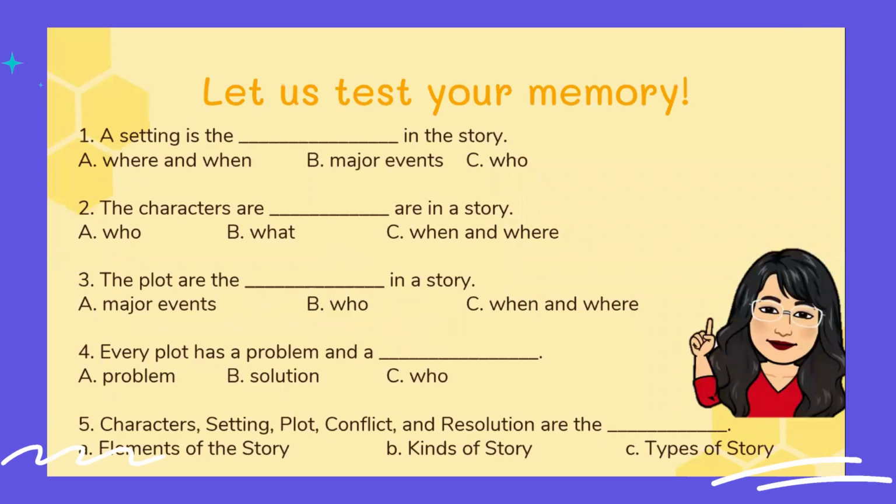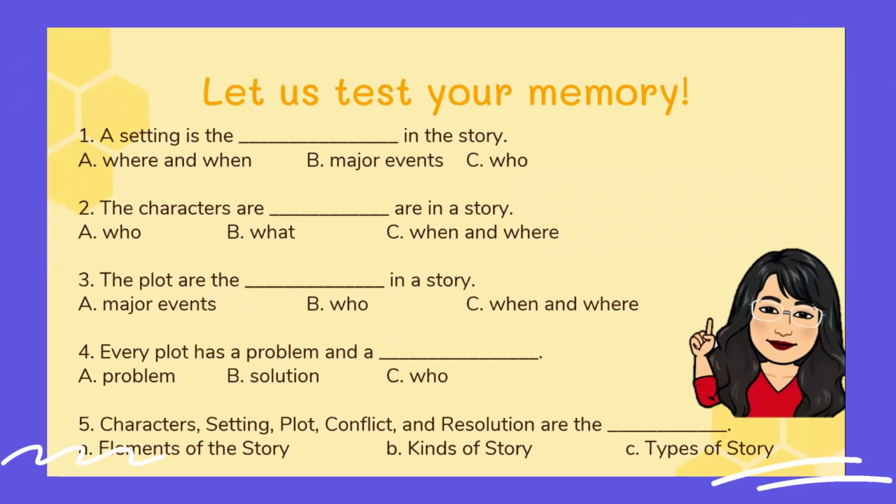Let us now test your memory. Let's answer this. Number 1. A setting is the blank in the story. A. Where and when. B. Major events. C. Who. You are correct. The correct answer is letter A, the where and the when in the story.